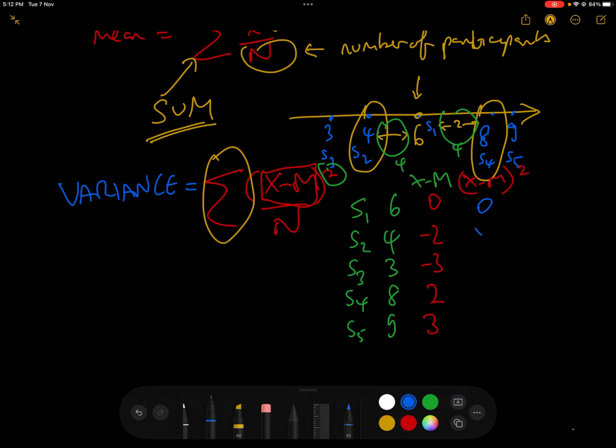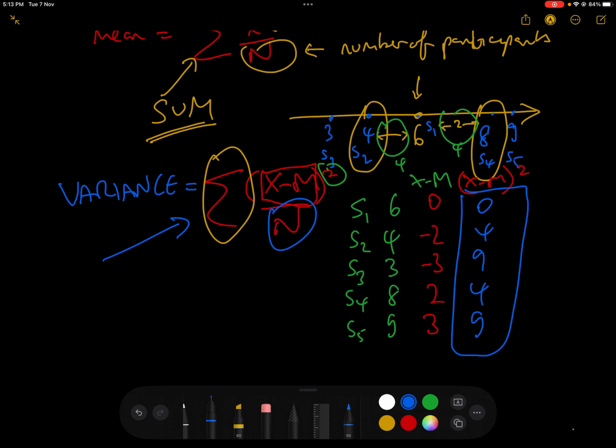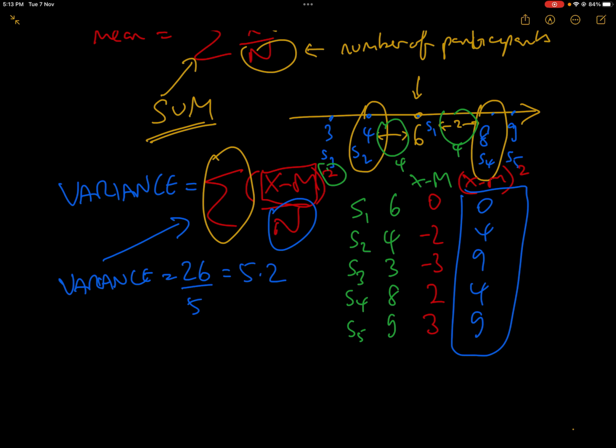And now remember, let's square it, because that's what the variance is. It's going to square, so let's square it. 0, 4, 9, 4 and 9. And the variance is the sum of this squared divided by the number, which is 5. So 0 add 4 add 9 is 13, add 4 add 9 is 26. So the variance equals 26 over 5, which equals 5.2.